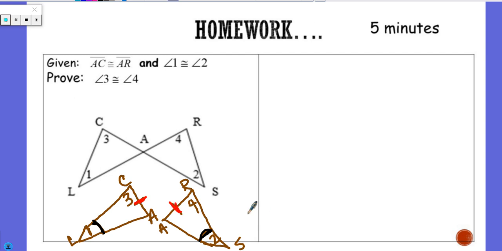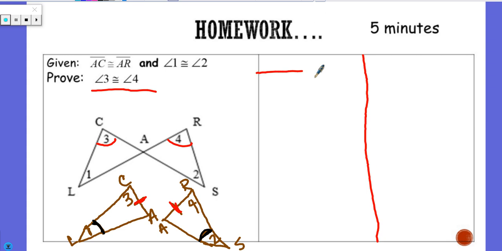Okay? Now it wants me to prove that this one is the same as this one. So I need to see, how can I go about doing that? Here's where the thinking starts getting in. I'm going to do my 2-column proof, and then I'm going to walk this down with you. So we have our statement, and then we have our reason.